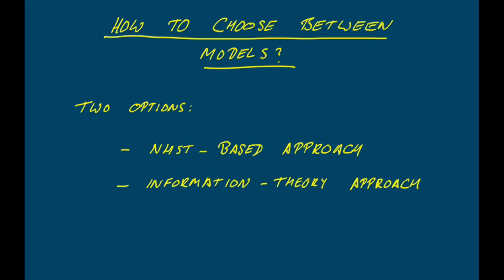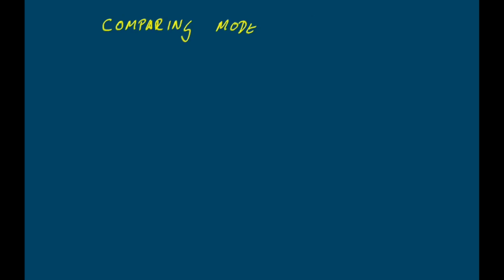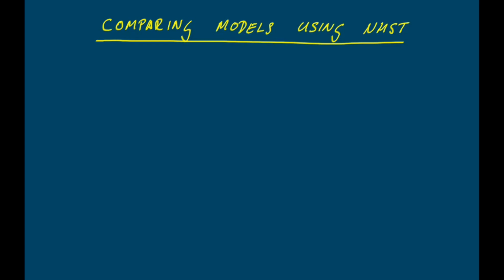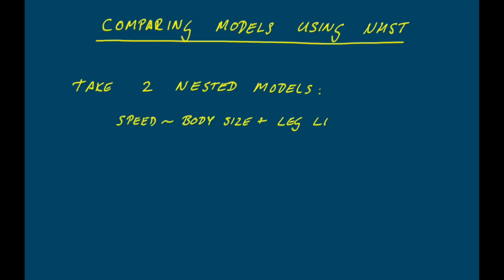So let's start with the null hypothesis approach. What you would do here is take two nested models. Let's say you're comparing your set of candidate models. The way you can compare them is you would take two nested models. So for example, with our lizards, you might have that model and you might have this model. And then you would compare the two models using something called a partial F-test.